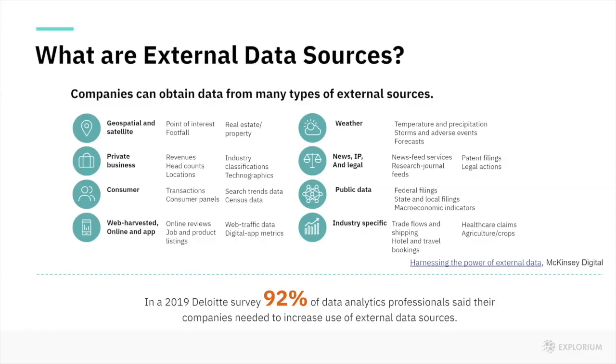So first of all, what is external data and what are the external data sources? Simply put, external data, also known as alternative or third-party data, is any data that a company acquires from outside its four walls. It could be geospatial or satellite data, footfall data, weather data, sensors. You may want consumer buying patterns or any kind of public or private business information like headcounts, technographic data, firmographic data.